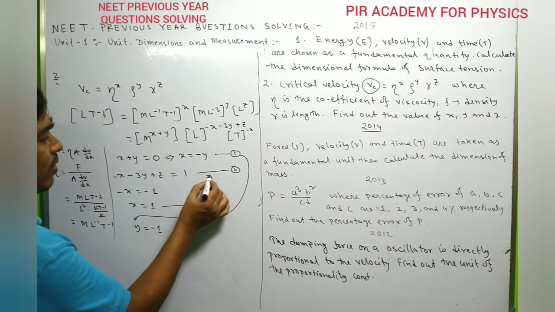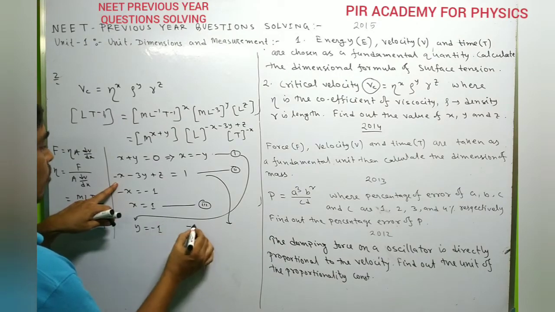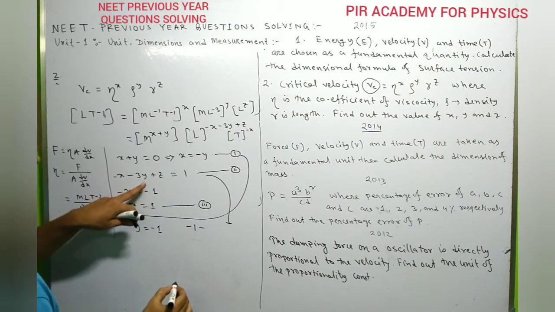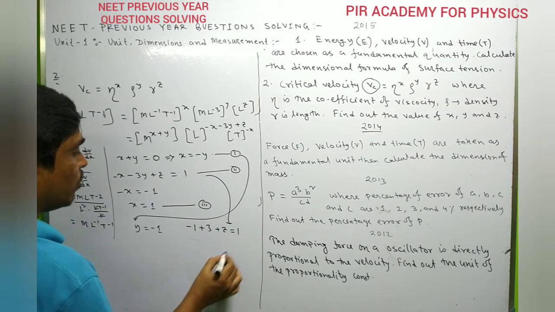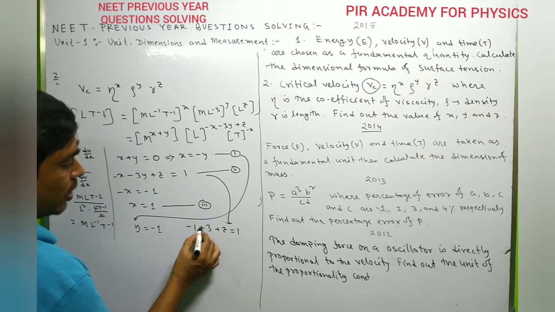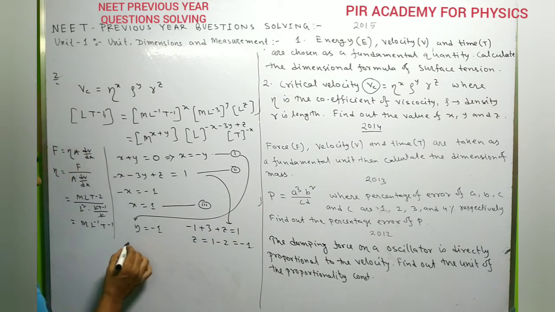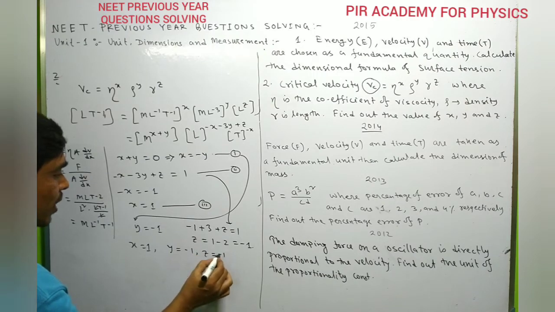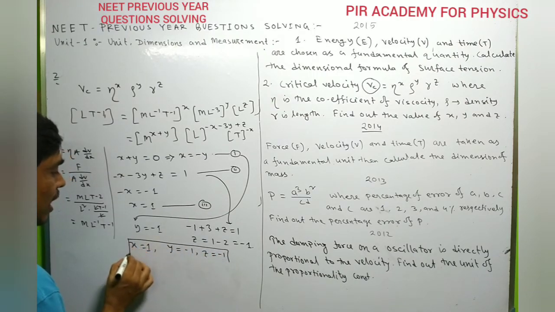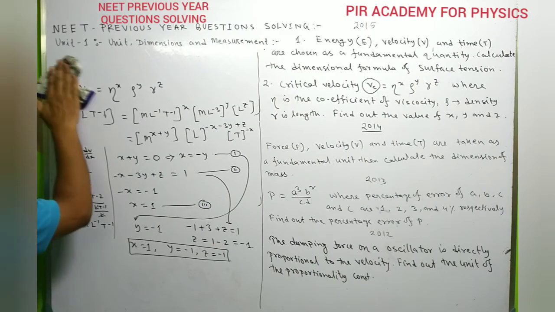Then using this, from this equation we can write minus x, so minus 1, here is minus 3y, the value of y is minus 1, so plus 3 plus z equals 1. So z equals 1 minus 2, that means minus 1. The values are x equals 1, y equals minus 1 and z equals minus 1. This is the value of x, y and z. So we have completed the question of 2015.